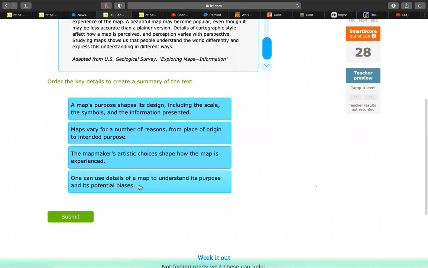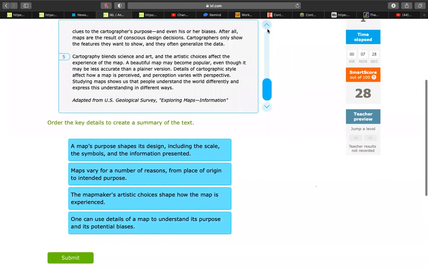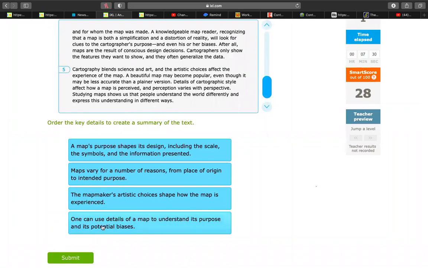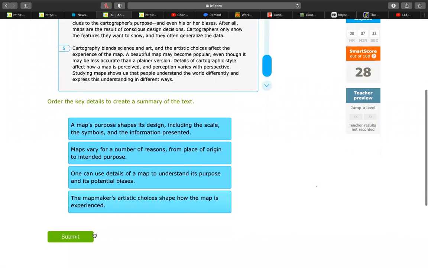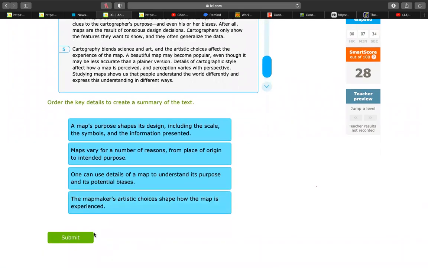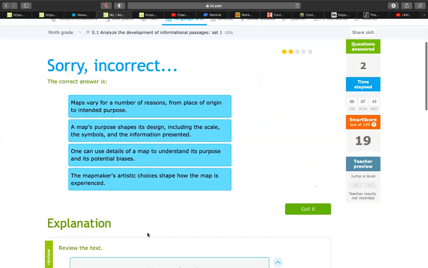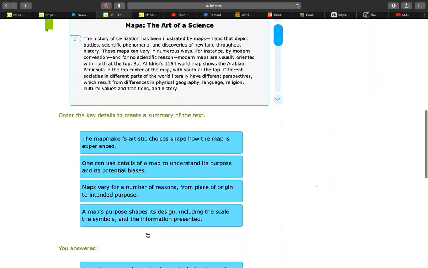Map purpose. So I think, one can use details. Yeah, I said the last one should go third. Yeah, I think it is details. Let's see. Maps vary for a number of reasons, from place to place, origin. Yeah. Let's see. Oh, wow. We got it wrong.